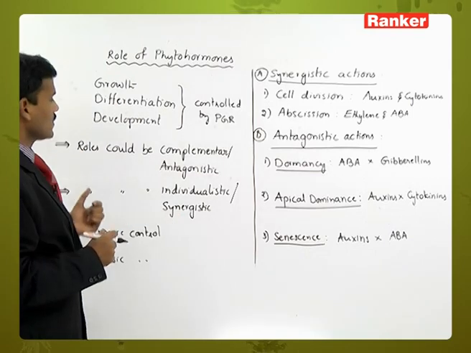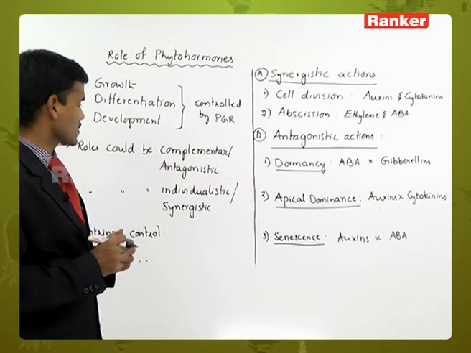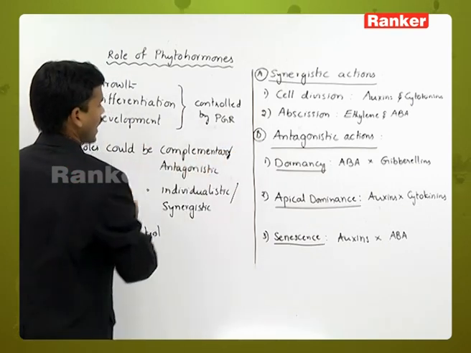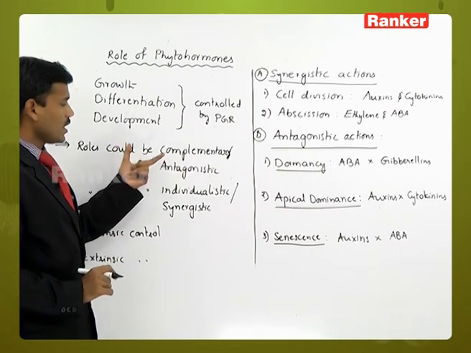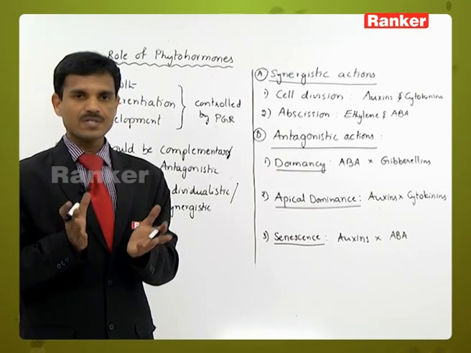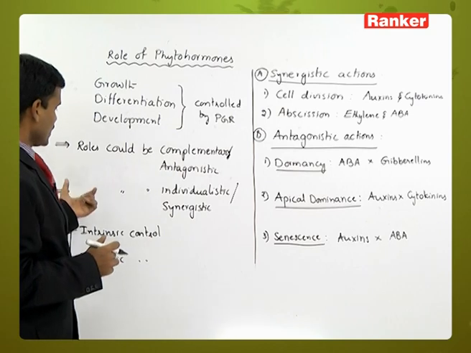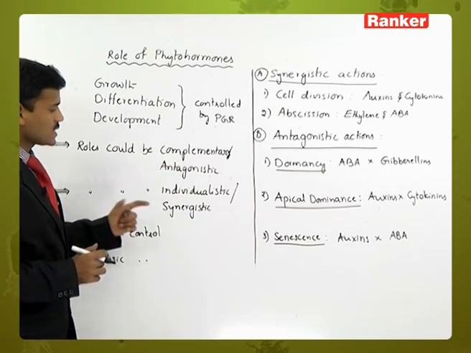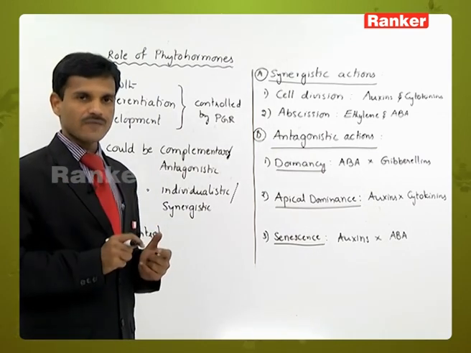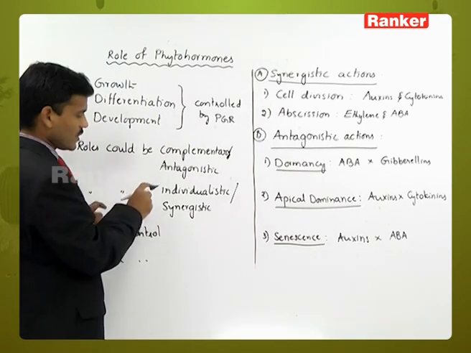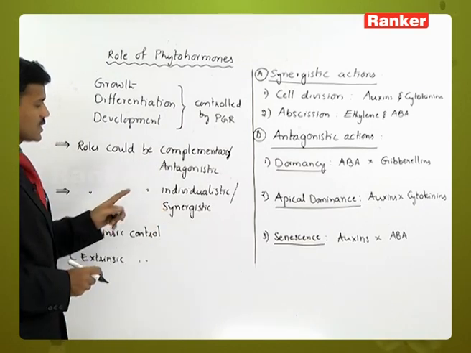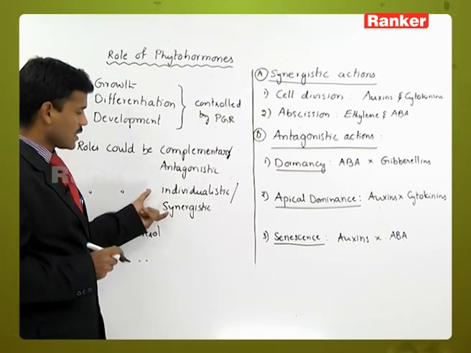Collectively they are involved, but sometimes their actions are different or opposite. The roles could be complementary or antagonistic. Sometimes they are opposite, sometimes they are the same. The roles could also be individualistic and synergistic. Individualistic means one phytohormone is involved in one action, one function, one effect. But in synergistic action, different hormones collectively control one function.